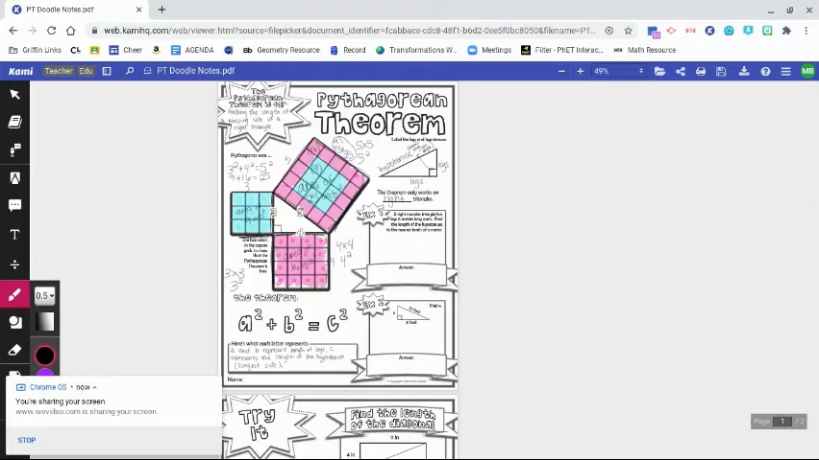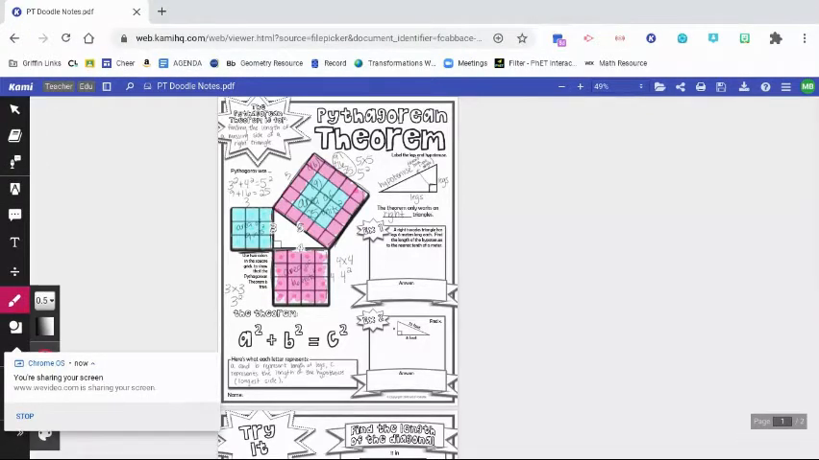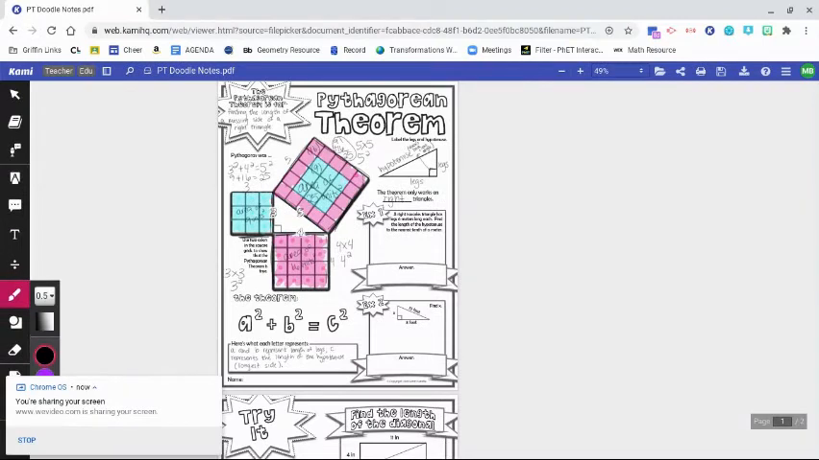All right, continuing off from yesterday. Yesterday we started our Pythagorean theorem notes, just kind of talking about what is Pythagorean theorem, who created Pythagorean theorem, and how we utilize it. Today we're going to do some examples of how Pythagorean theorem is used with right triangles.